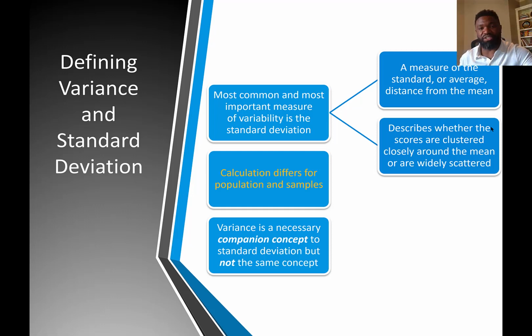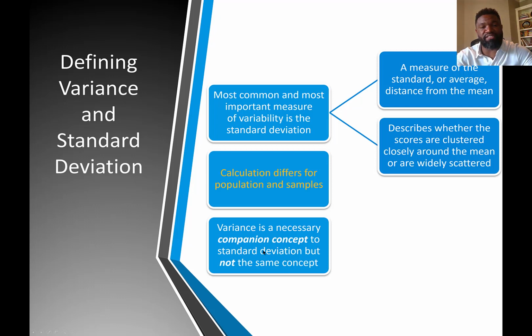So to the degree to which it's a big number, that's not really good because that's telling you the scores on average are pretty far from the mean. All things considered, you want a nice small standard deviation if at all possible. An important thing to know, and I'm going to show you guys this in a little bit, is that the calculations of these things differ based on whether we're talking about the population or we're talking about a sample, okay?